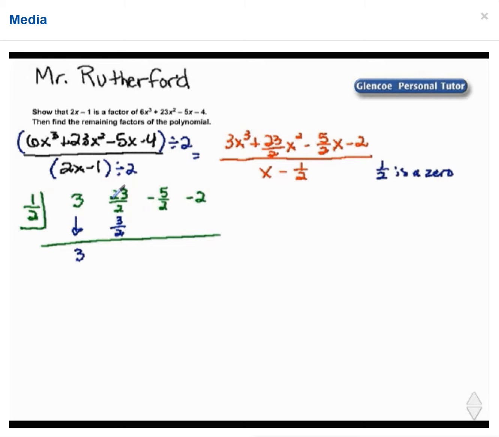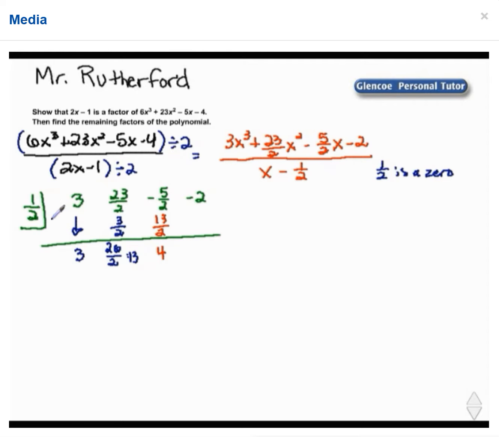Then we're going to add 23 over 2 and 3 over 2, and this will give us 26 over 2, which is equal to, when simplified, 13. So now we'll bring down the 13 and multiply it by 1 half, and we get 13 over 2. Then we'll add negative 5 halves plus 13 over 2, and this will give us 4.